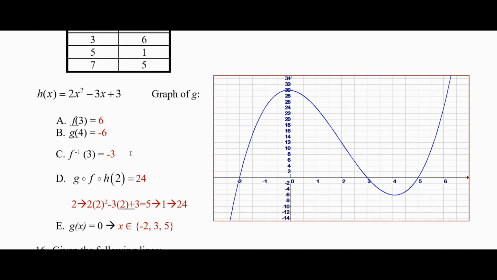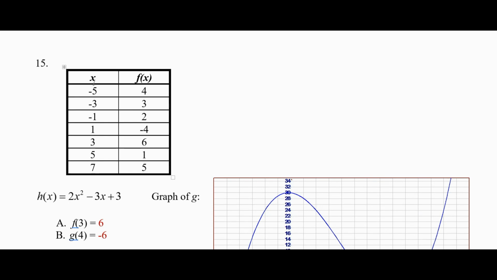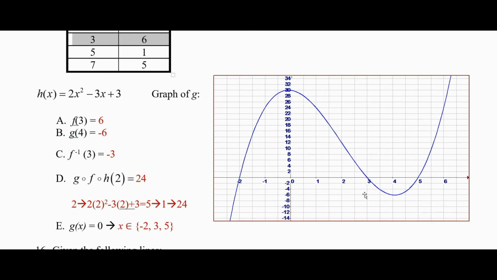F of 3, well, F is the table, so when I say F of 3, 3 is the input, I want the corresponding output. Look for 3 in the first column, and then the answer is going to be in the second column. So we're looking at that point there, 3, 6, so the answer is just 6. G of 4, we want to do the same thing, but from a graph. We find 4 on the input, come down and find the output is negative 6.